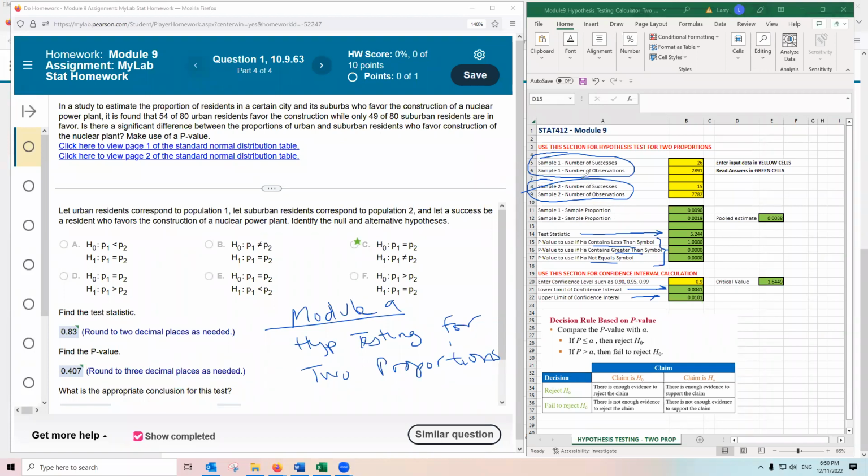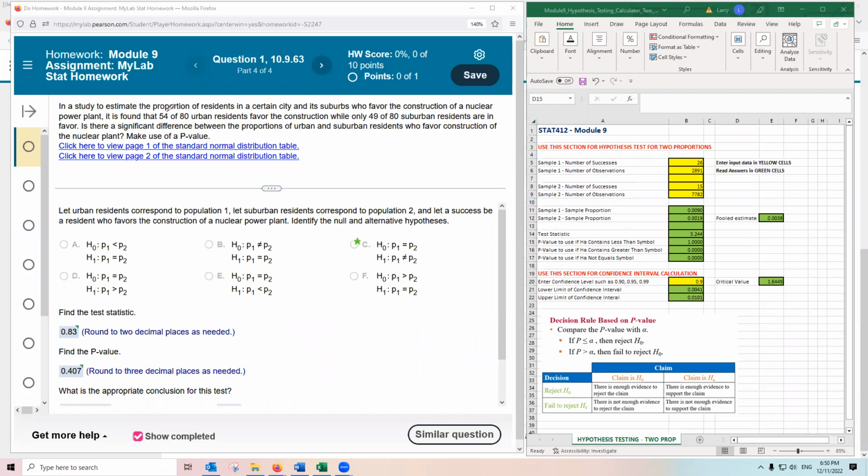Let's come here for question 1. It says, we want to study the proportion of residents in a city who favor construction of a nuclear power plant. So it looks like in an urban area, 54 out of 80 say they're in favor. And in a suburban location, it looks like 49 out of 80 are in favor. Is there a significant difference between the proportions?